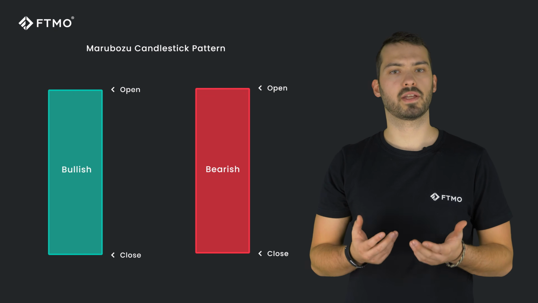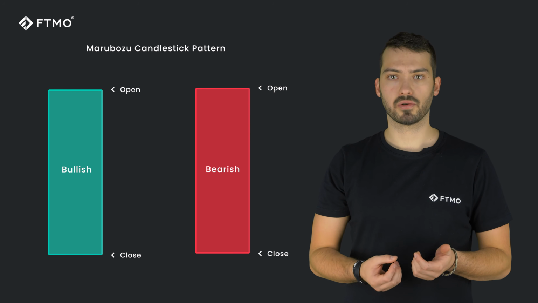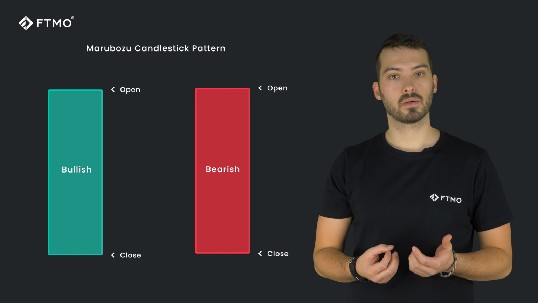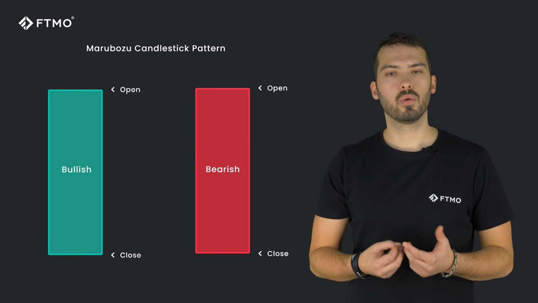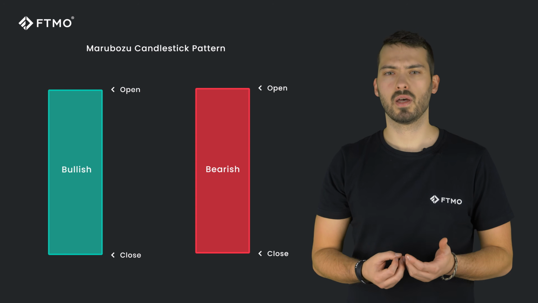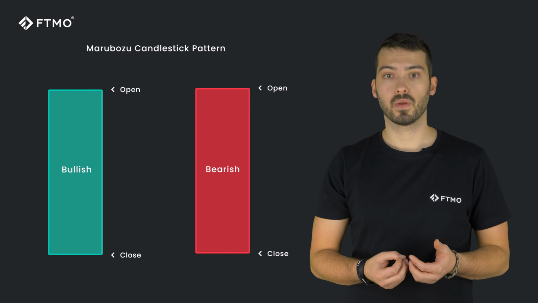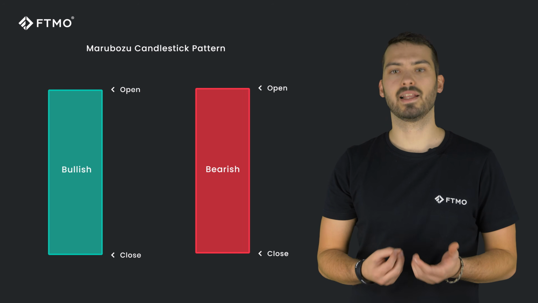Marubozu candlestick pattern. A very simple and powerful candlestick pattern is called Marubozu. Spotting a Marubozu candlestick is one of the easiest things you can do. It shows a really long body without an upper or lower wick. Bullish Marubozu candlesticks show us one pretty obvious thing: the buyers stepping into the market. The opposite of that is the bearish Marubozu, which shows us sellers stepping in.